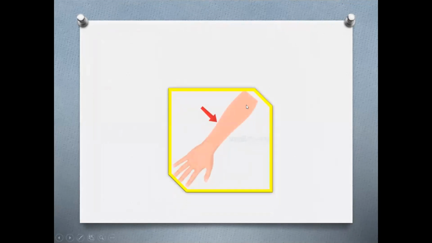Next, what picture is this? Very good. This picture of arm. You can spell A-R-M. Arm. You can read Thai, see this picture and understand.